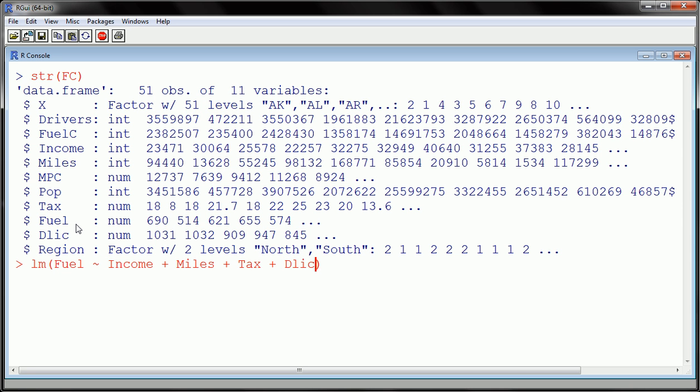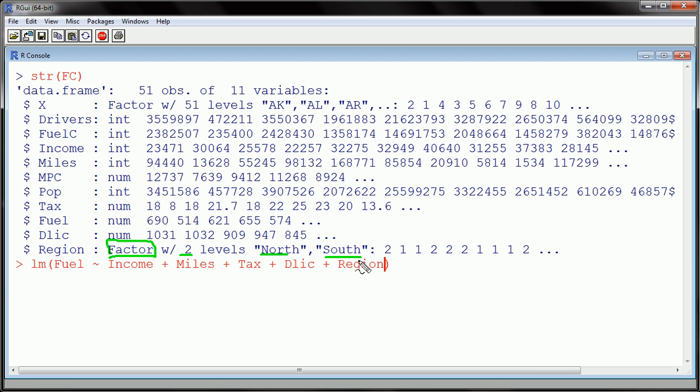DLIC is the number of licensed drivers per 1,000 population over 16, something like that. Basically, a higher number for DLIC indicates more licensed drivers in a state. And region, as you can see, is the only categorical feature we have here. It's been coded as a factor, which is nice. It has two levels, north and south. So this basically tells you whether a state is in the north or in the south.